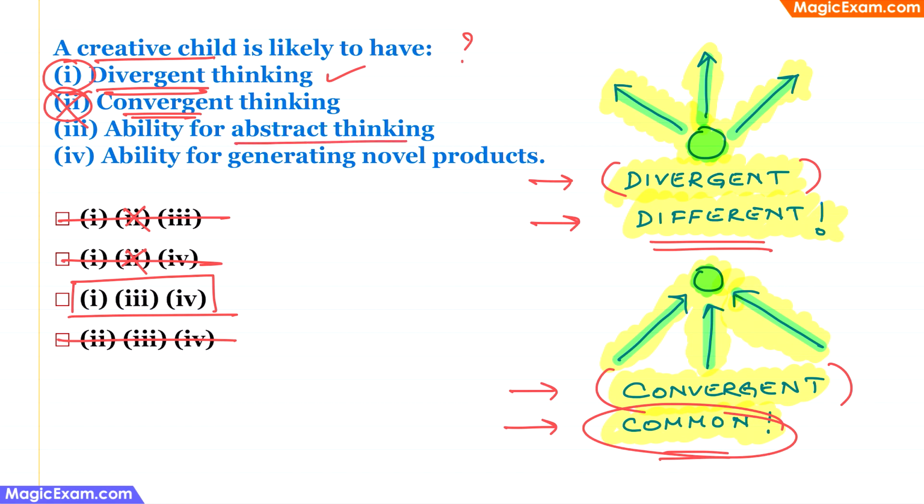Next, abstract thinking. So, abstract thinking is also something that creative children are likely to have, and the ability to generate novel products and ideas is also something that a creative child might do. Therefore, 1, 3 and 4 are correct.